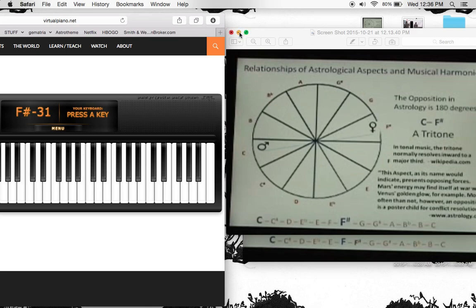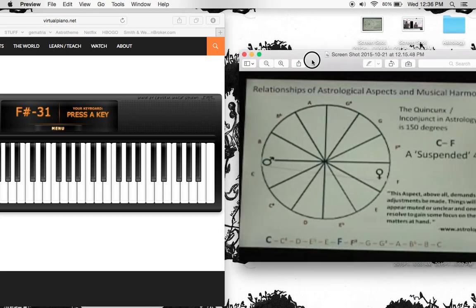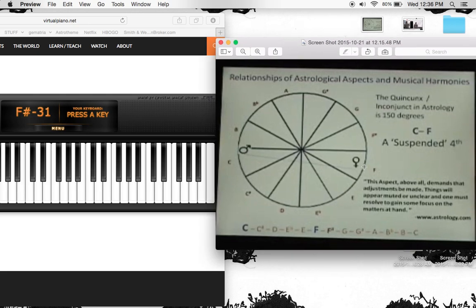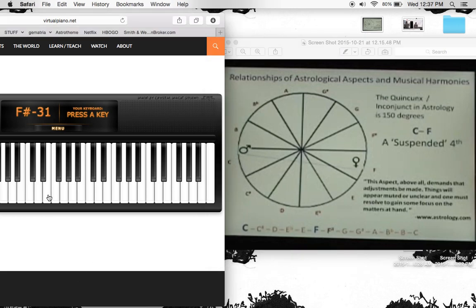And that's just the vibrations of the universe, guys. Just how it goes. And now let's do the suspended fourth. So this aspect demands adjustments be made. So let's see what C to F only sounds like. And then to resolve it would be back to E, its major third. So that's what it means astrologically as well. It's like, oh, something has to be done. It doesn't feel done until you resolve it.